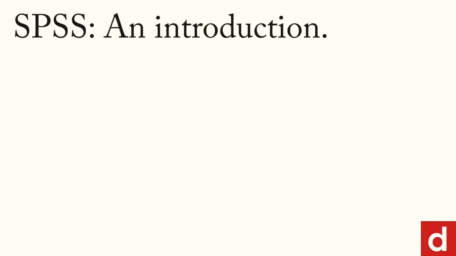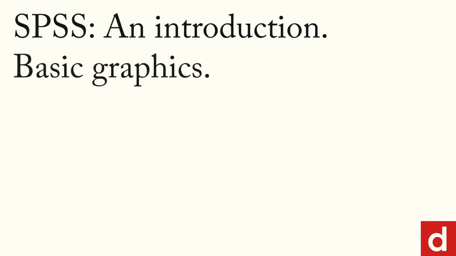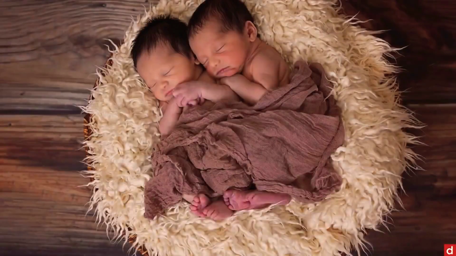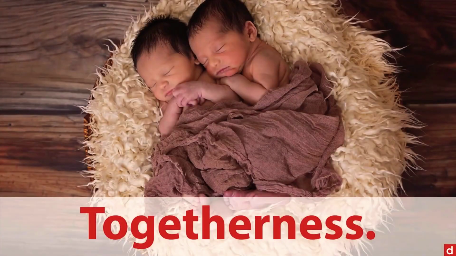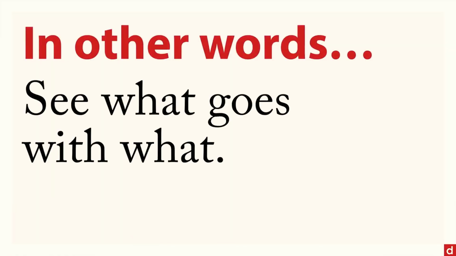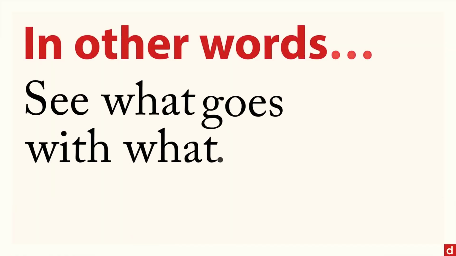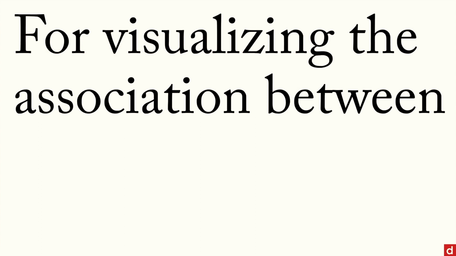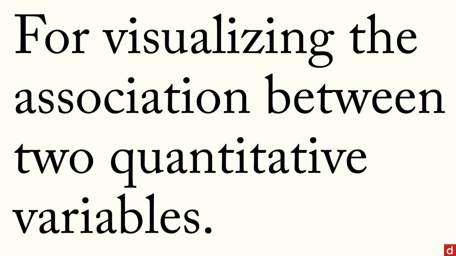As we continue SPSS: An Introduction in Basic Graphics, we should look at scatterplots, a very common method of looking at associations, or as I like to think, as a way of assessing togetherness in data. In other words, you want to see what goes with what, or more specifically, what variable goes with what other variable. So scatterplots are a great way of visualizing the association between two quantitative variables.